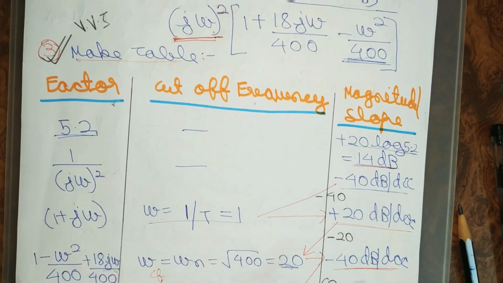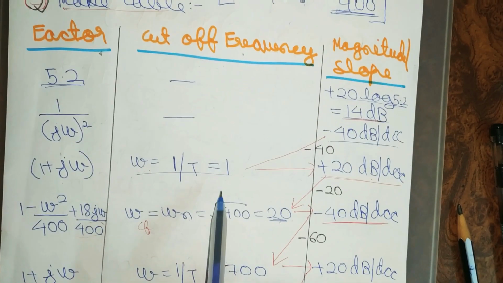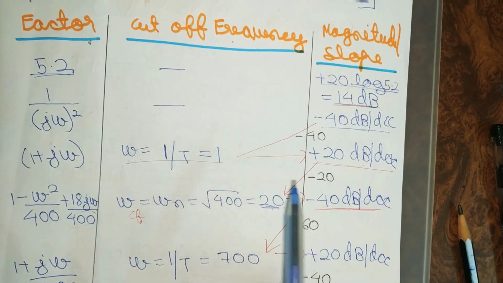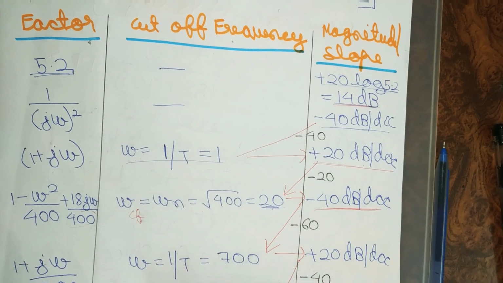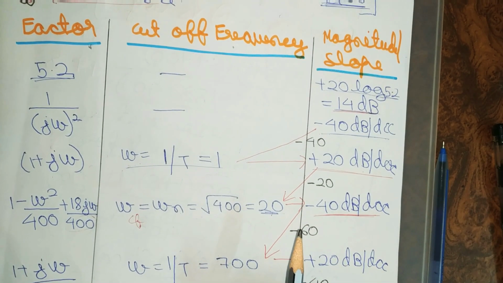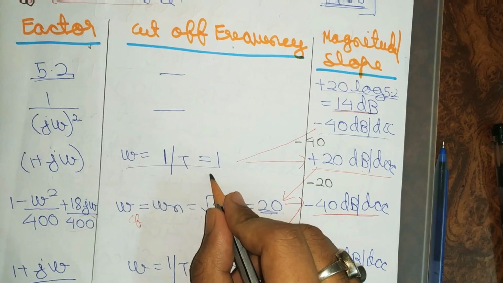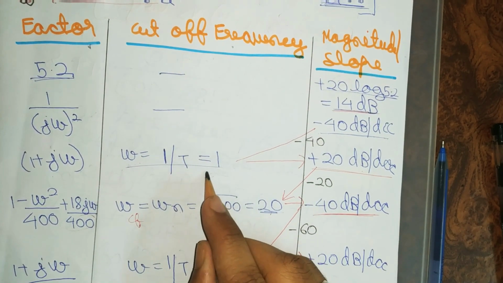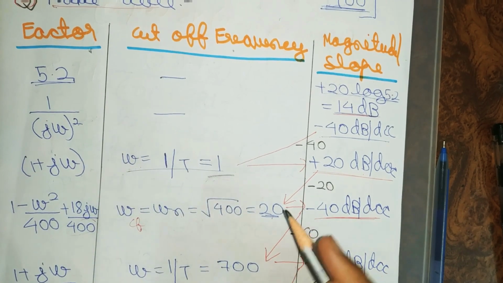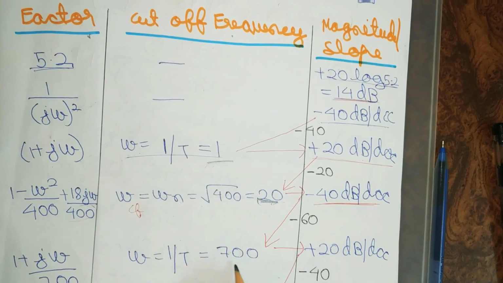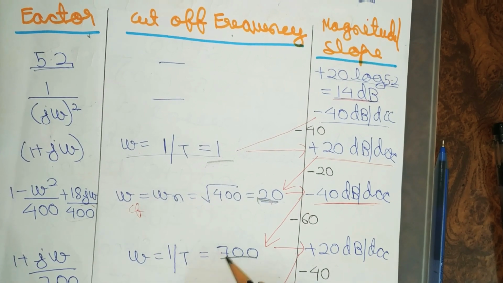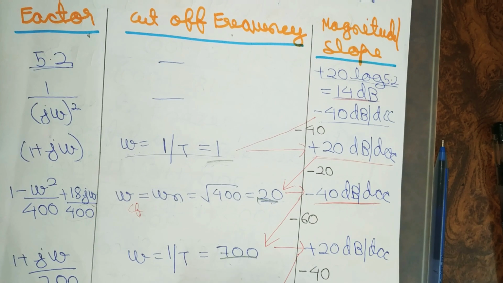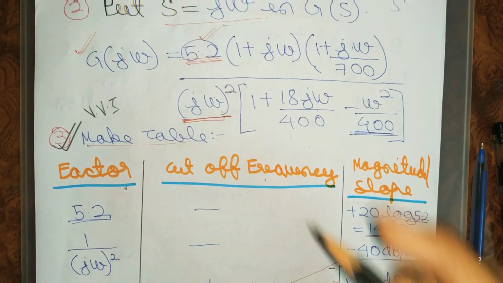You have to arrange according to the cutoff frequency, because basically you have to plot in semi-log graph paper. So when you are plotting in semi-log graph paper, you have to arrange serially according to the cutoff frequency, because 1 comes first, then 20, and then 700. You can't write 700 first, then 1, then 20.